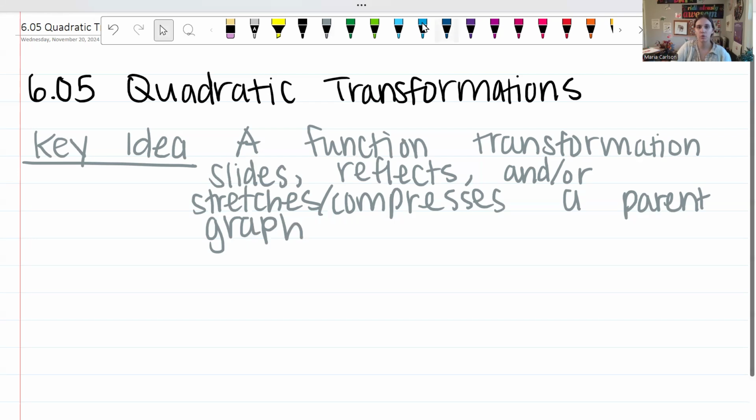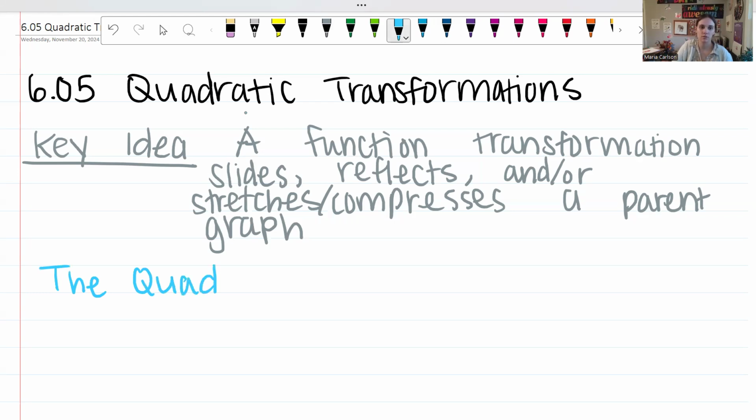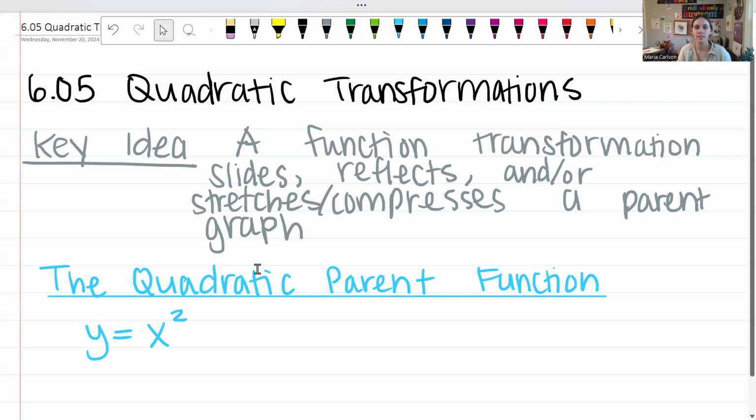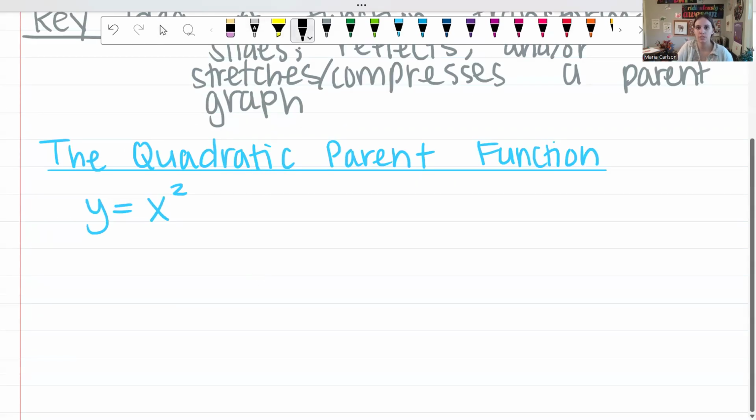So if we're working with quadratic transformations, what is the quadratic parent function? Quadratic parent function. And this is as simple as a parent function can come for a quadratic, and this is y is equal to x squared. Or we could see this as f of x is equal to x squared. And this creates a parabola that is pointing up.